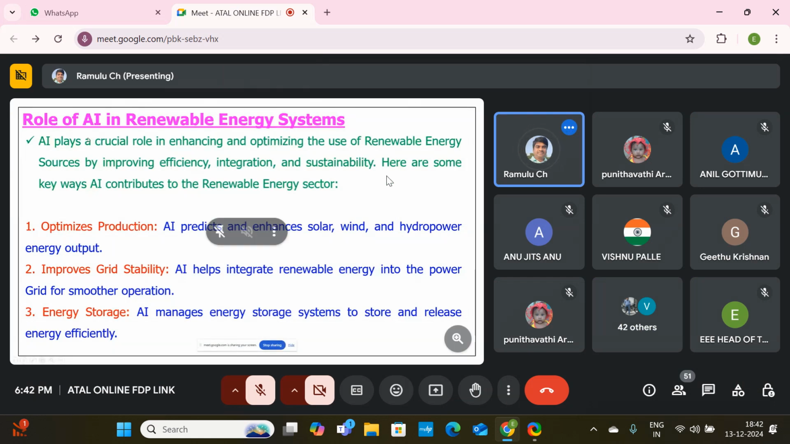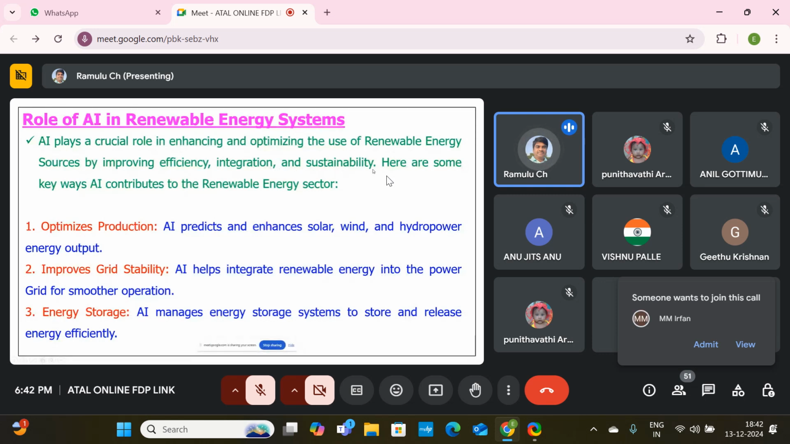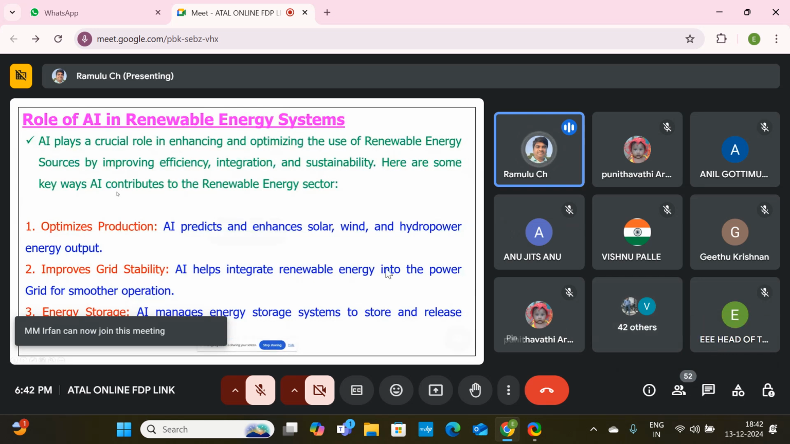So therefore, I mentioned here, AI plays a crucial role in enhancing and optimizing the use of renewable energy sources by improving efficiency. Utilization is more, no doubt. So the overall system efficiency is improved, integration is possible, and sustainability is also possible. Here are some key ways AI contributes to the renewable energy sector.